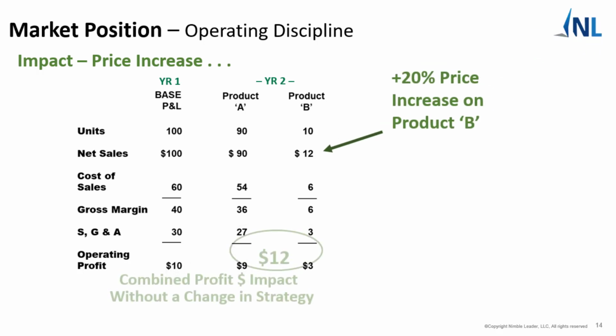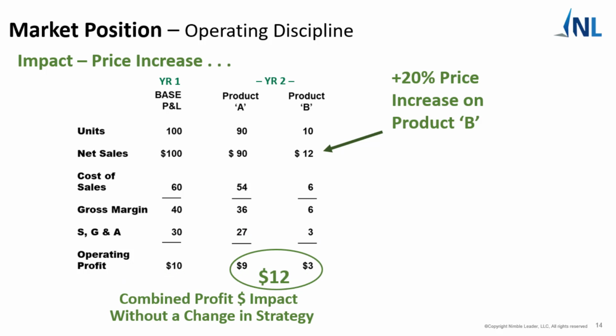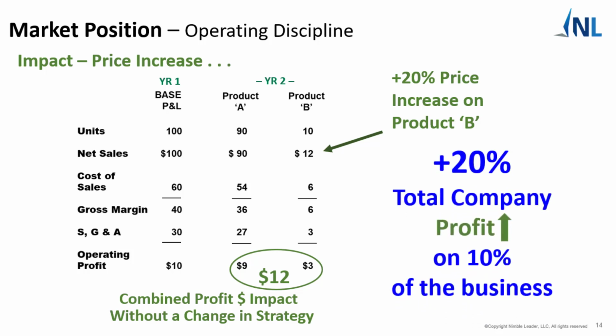Now, when I do that, total company combined profitability is $12 versus the base case of $10. And so what you've done here is you've generated a 20% increase in total company profit by only impacting 10% of the business. Now, in my mind, that's pretty smart. You're managing risk. And you've just taken a 20% increase in product B because it truly does have that kind of value. You haven't lost any volume. And now what you've got in your pocket is maybe a potential increase for year 2 or year 3 to take it up again.